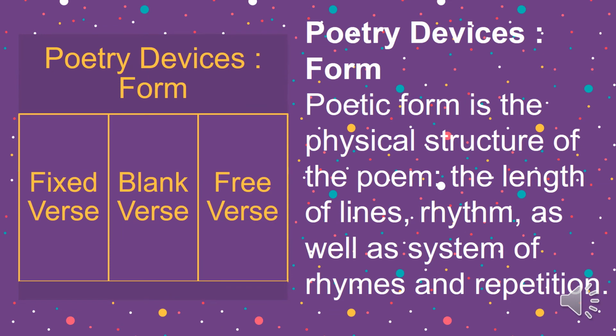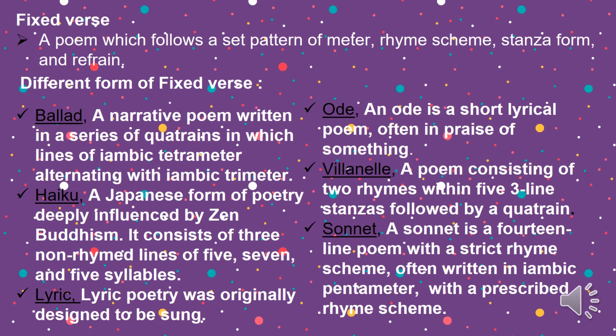Third, poetic devices form. Poetic form is the physical structure of the poem, the lines, rhythm, as well as the system of rhymes and repetition. Poetic devices form is divided into three: fixed verse, blank verse, and free verse. First, fixed verse, a poem which follows a set pattern of meter, rhyme scheme, stanza form, and refrain.